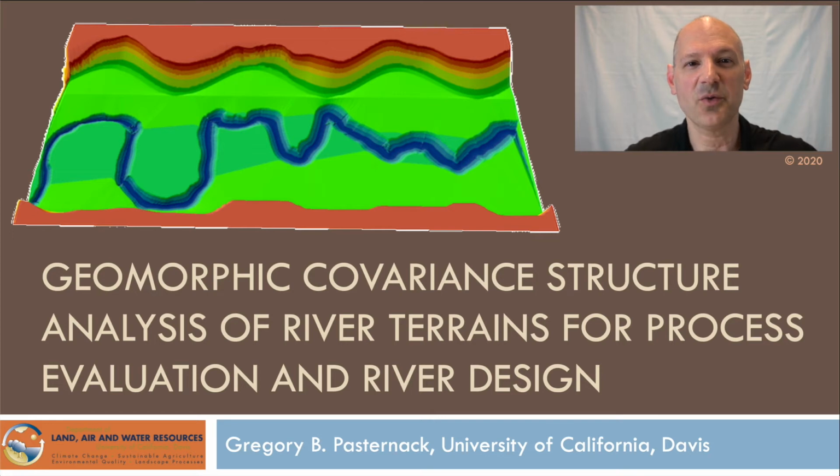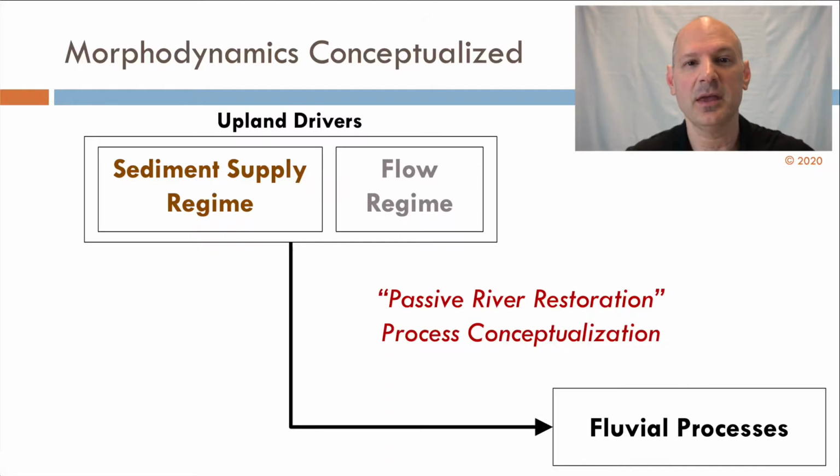I'm Professor Greg Pasternak from the University of California at Davis, and my presentation today is titled Geomorphic Covariance Structure Analysis of River Terrain for Process Evaluation and River Design.